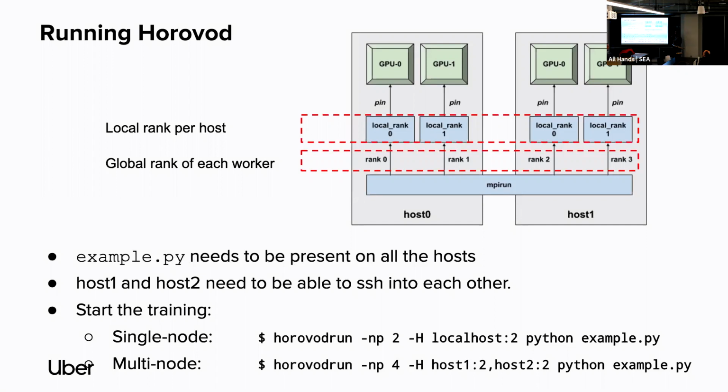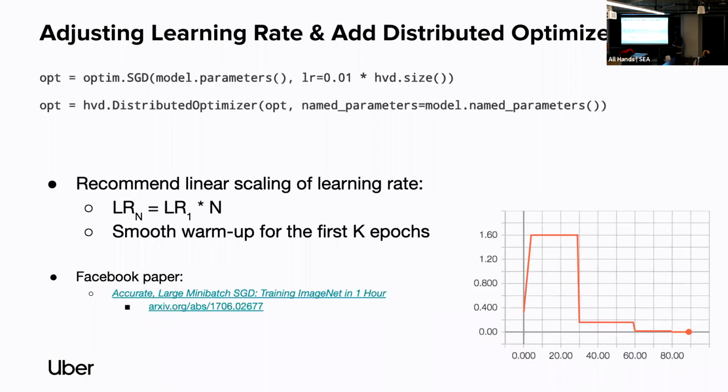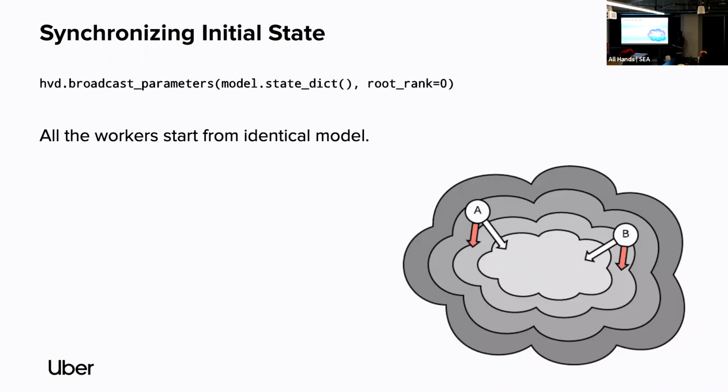So now let's look at some of those steps that we added in the code in more details and why did we need to add those. So adjusting learning rate, I already kind of talked about this because you have more workers, so every step is worth more than in a single GPU training case. We also recommend to do smooth warm-up for the first K epochs. There's a Facebook paper that you can read about this, but this is basically a very simple step you have to perform.